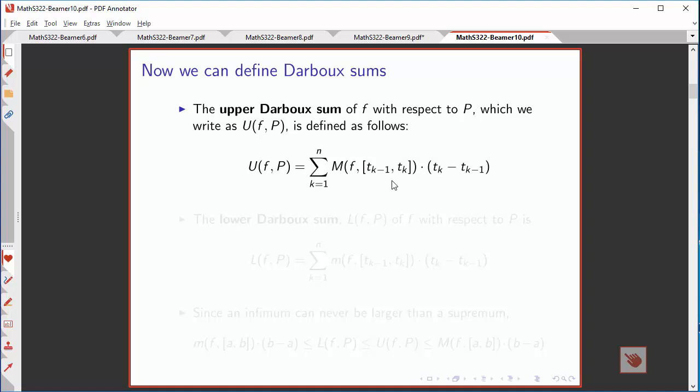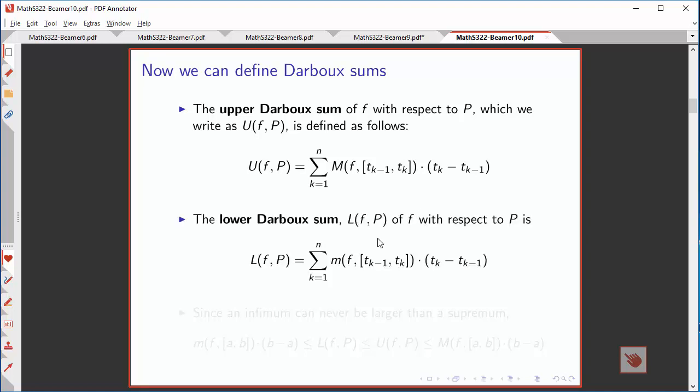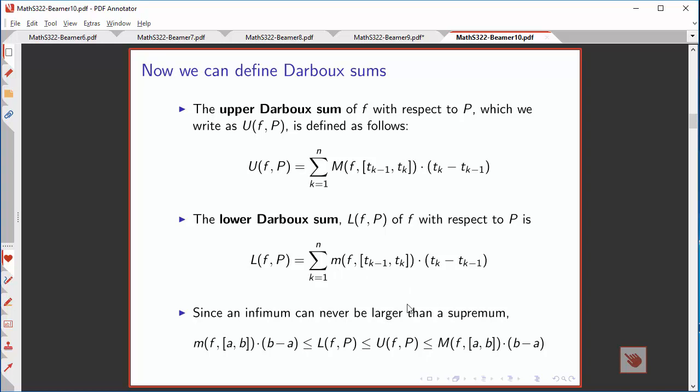Take an arbitrary partition, and in each subinterval in the partition, use the largest value achieved by the function. Well, you can guess how the lower Darboux sum is going to be defined. Exactly the same, except we use the infimum rather than the supremum. And since an infimum can never be larger than a supremum, we conclude that for any partition, the lower Darboux sum is less than or equal to the upper Darboux sum.